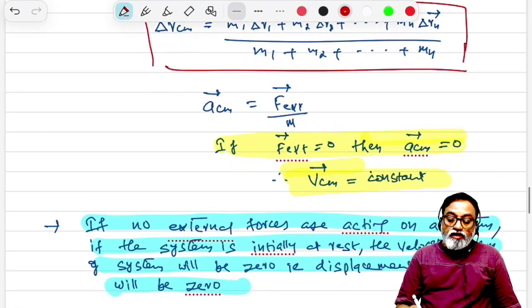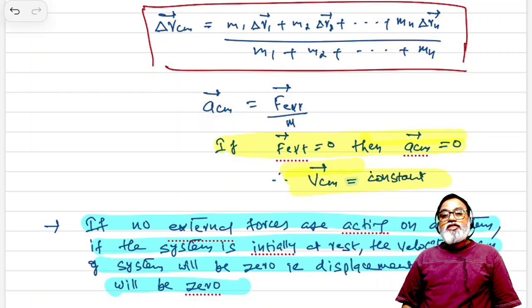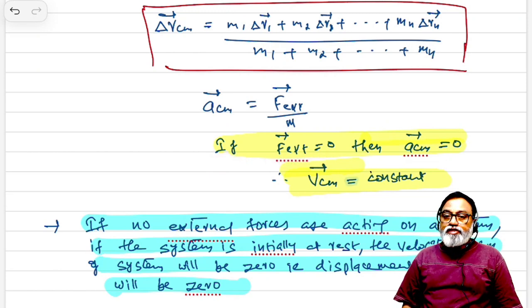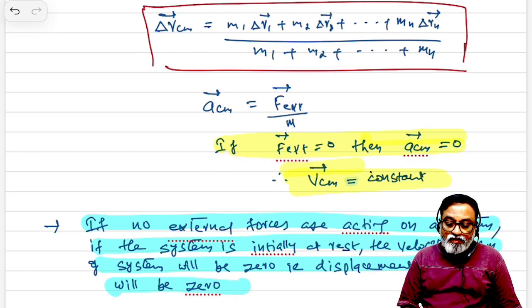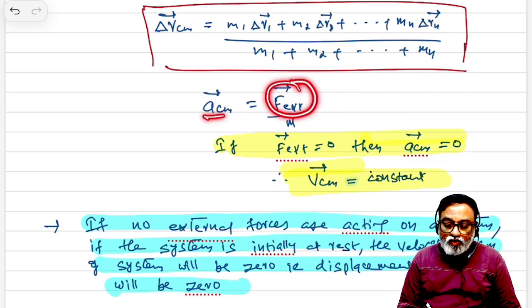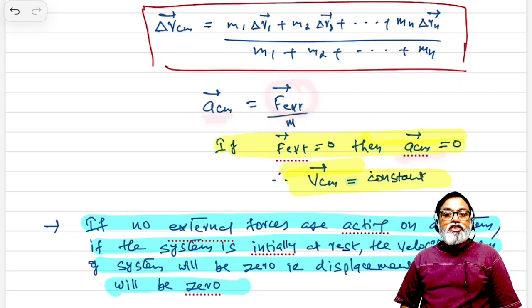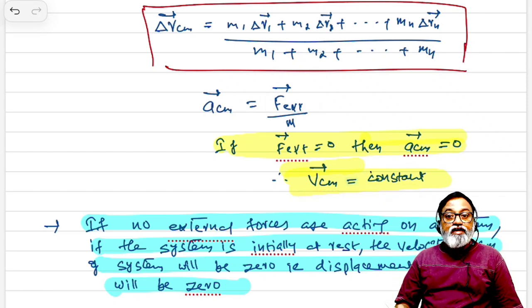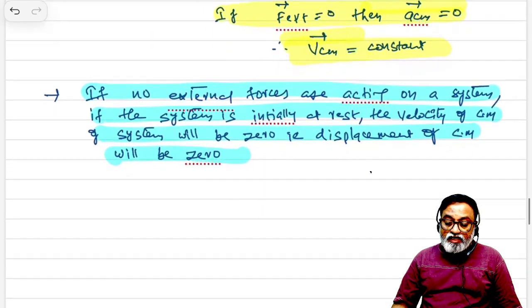See here, acceleration of center of mass is equal to F external by total mass. If F external is equal to 0, it means there is no external force acting on the system. When F external is equal to 0, acceleration of center of mass is 0. Acceleration of center of mass 0 means velocity of center of mass is constant.